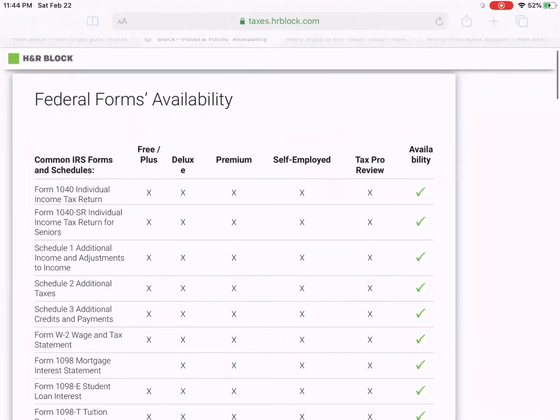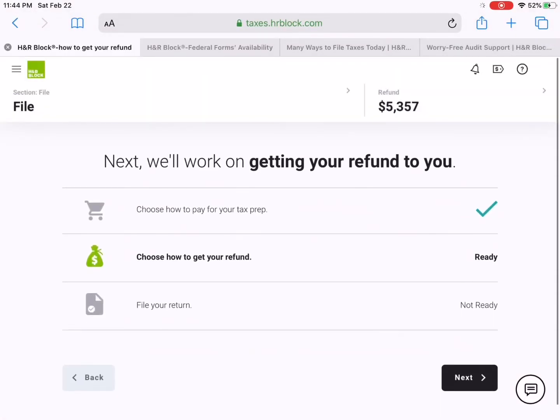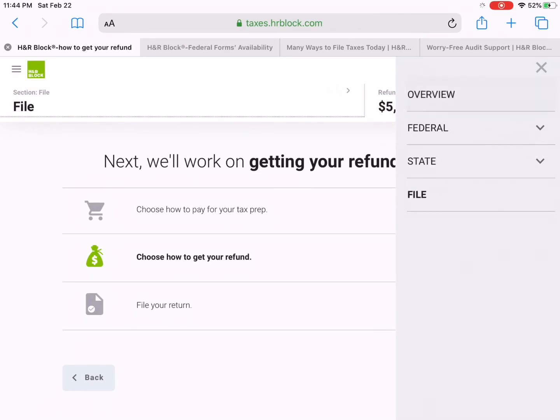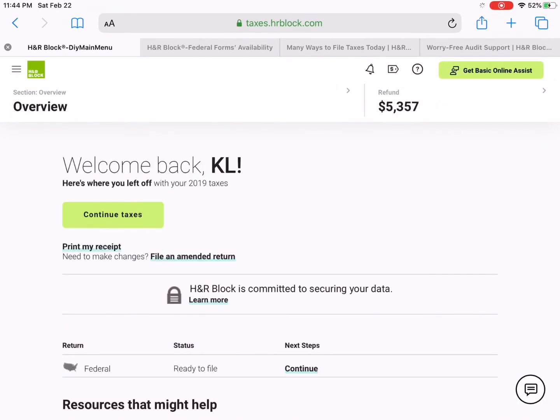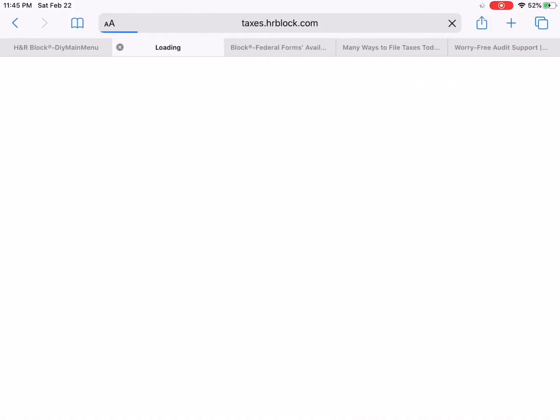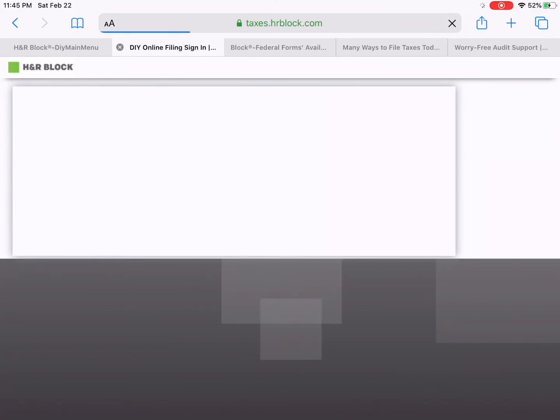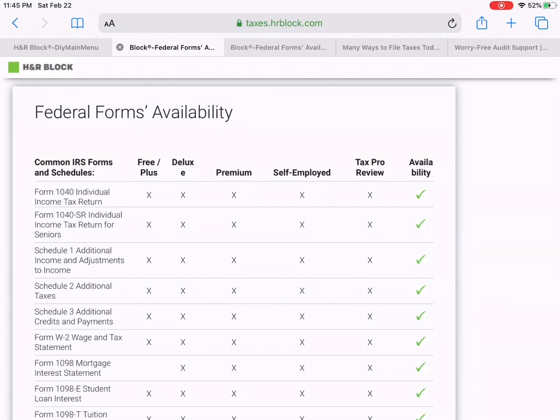This was a really helpful form that I found. You can find it here. If you just go to the overview screen at the very beginning, right there, view federal forms, and it'll pop up, show you everything that is available for you. And so there we go, finally popped up.